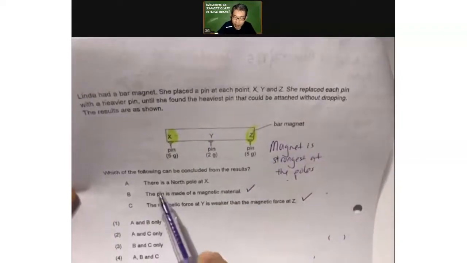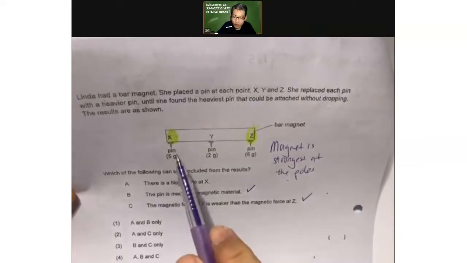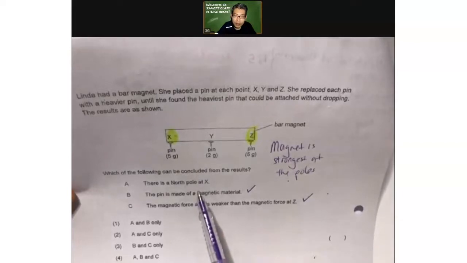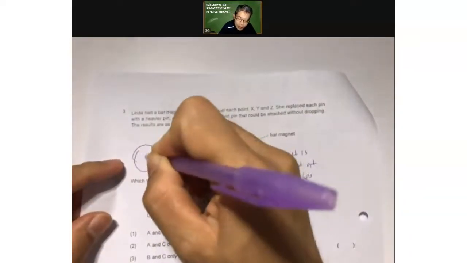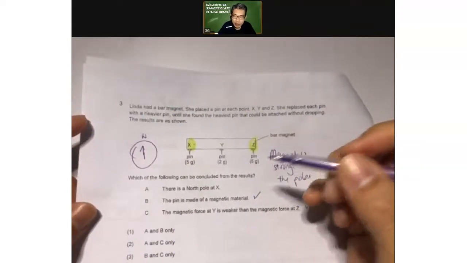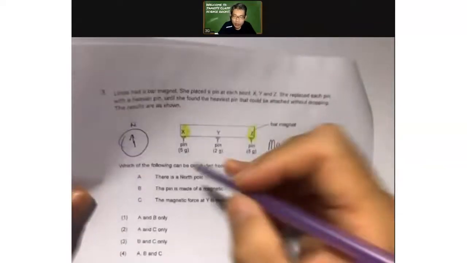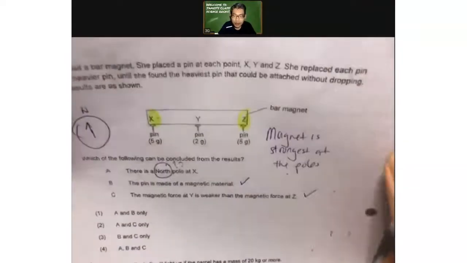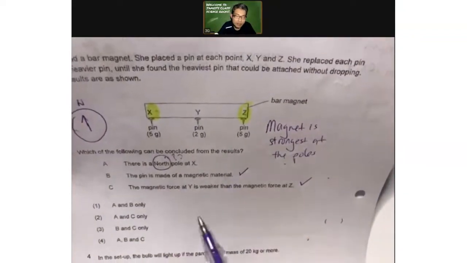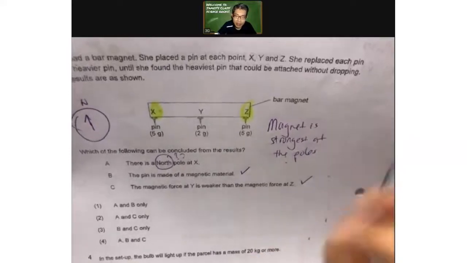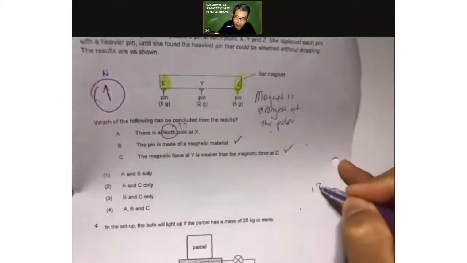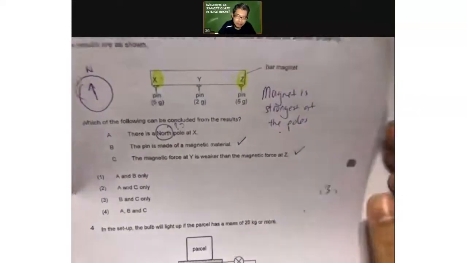But how about A? A is specific about there's a north pole. I have no idea whether this is a north or south pole unless I bring a compass near to it, and point to a certain direction. Otherwise, I won't know if it is a north or south pole. So this is unclear. I cannot say for sure that this is a conclusion I can draw from this. So A cannot be true. It may be, but it cannot be 100% true. So answer is 3.